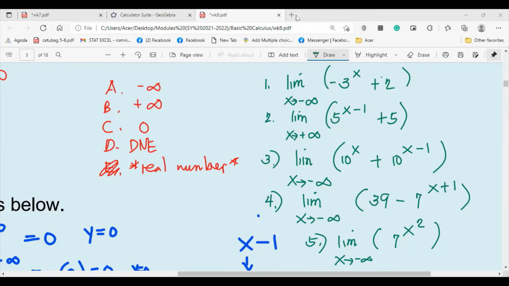Okay, sagutan na natin. Number 1, you have to inspect. Una, this is negative. So, what will happen? Kakaroon ka ng negative 3 raised to negative infinity plus 2. This will become 0. So 0 plus 2 is 2. The answer for number 1 must be 2.